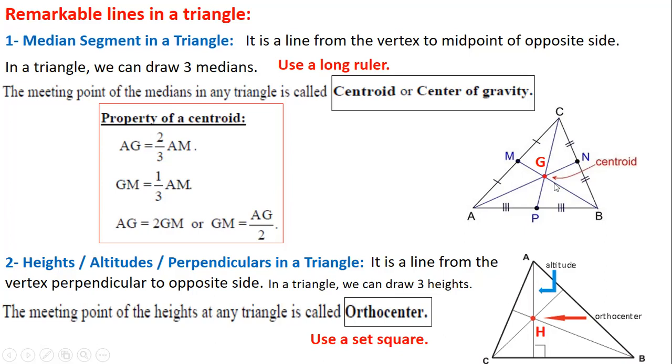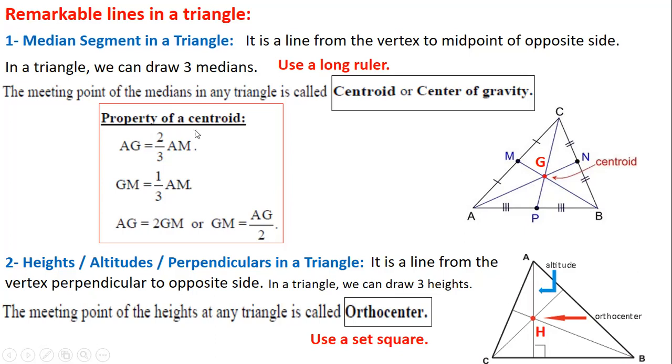Also, in the same way, I draw the median BM to AC. In the same way, I draw the median CP to AB. After I draw the three medians, the three medians in a triangle have the same meeting point, or they intersect at the same point. This point of intersection of the three medians is called a centroid or a center of gravity.